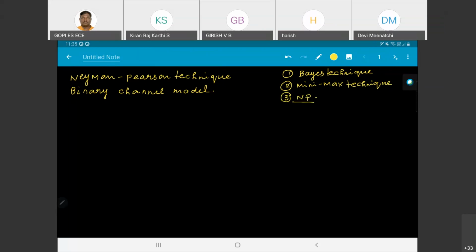Neyman Pearson technique involves this optimization problem. We would like to maximize this probability of detection with the constraint that the probability of false alarm is less than or equal to some constant alpha, which is basically the size of the problem. Right? The solution to this Neyman Pearson technique, particularly for the binary channel model, involves this randomized decision rule.